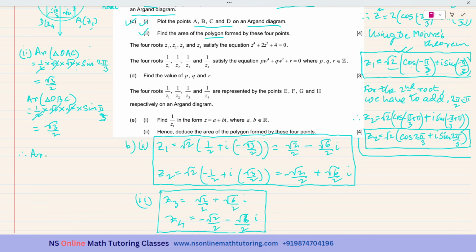So therefore, area of rectangle ABCD is equal to 4 times root 3 over 2, which is equal to 2 root 3 unit square. Okay.